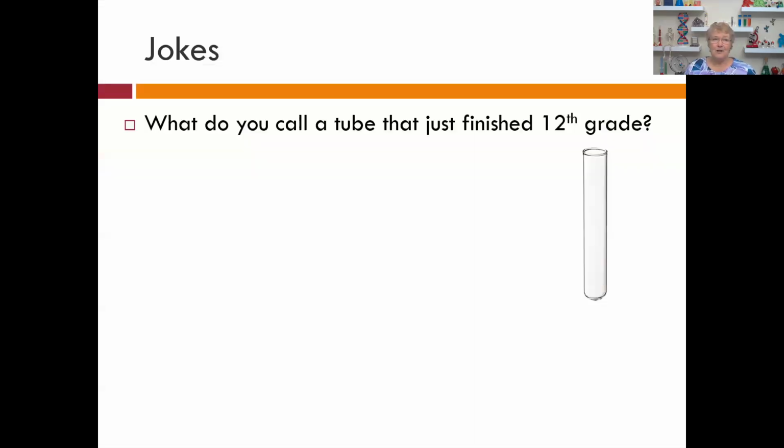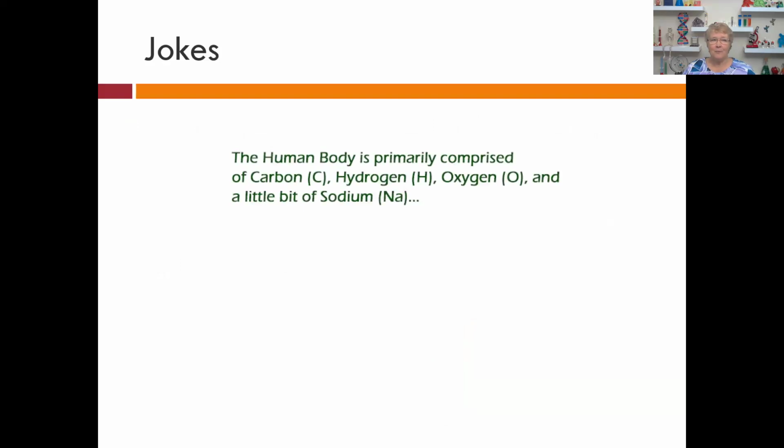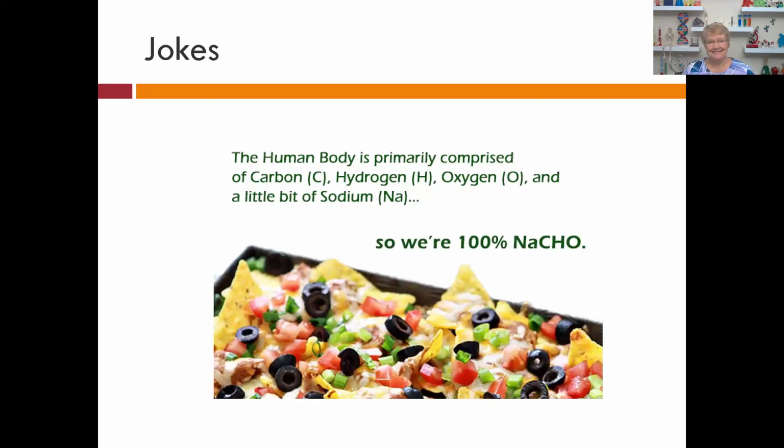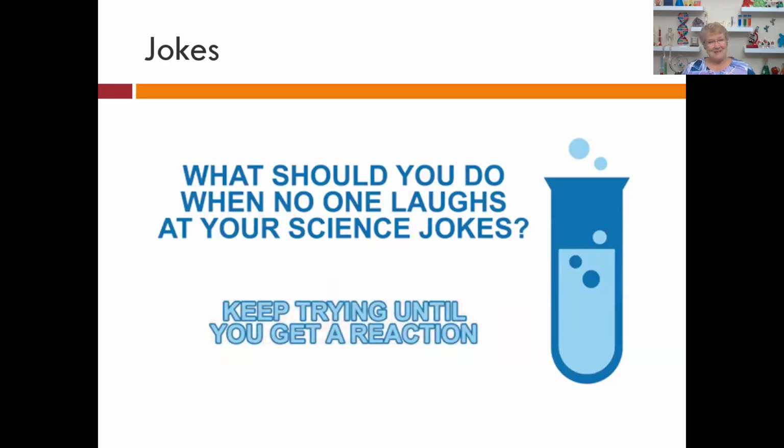Here's a joke for you. What do you call a tube that just finished 12th grade? Looks like you're thinking hard, Maria. We call it a graduated cylinder. This is one of my favorites here. The human body is primarily comprised of carbon, which is abbreviated with a C, hydrogen, H, oxygen, O, and a little bit of sodium, Na. If we mix those all together, we are basically 100% nacho. And what should I do when none of you laugh at my jokes? I'll just keep trying until I get a reaction. Science teacher gets a reaction.